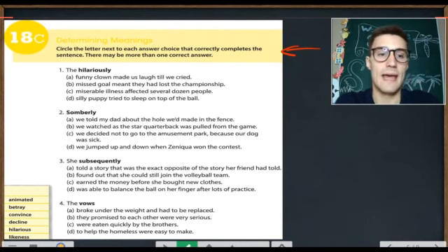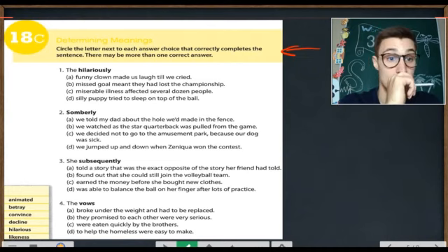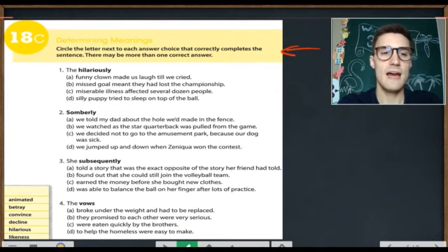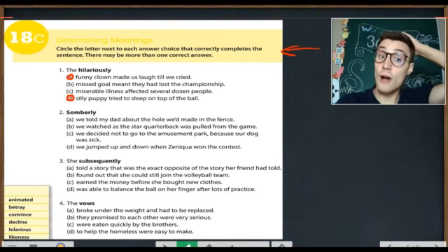Hilariously. A. Funny clown made us laugh till we cried. B. Missed goal meant they had lost the championship. C. Miserable illness affected several dozen people. D. Silly puppy tried to sleep on top of the ball. Now here I can see two that are correct. The hilariously A, funny clown made us laugh till we cried. The hilariously D, silly puppy tried to sleep on top of the ball.